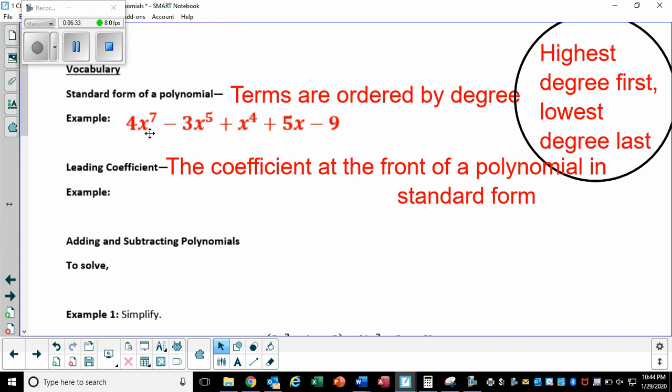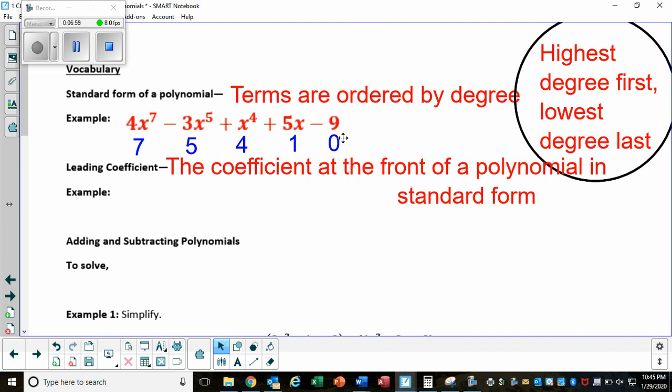So this has degrees of 7, 5, 4, 1, because if you don't see an exponent, it does have an exponent of 1. And then a constant has a degree of 0. And they are in order from highest to lowest. Okay, so this is an example of standard form. This is how you should always write your answer, in standard form.